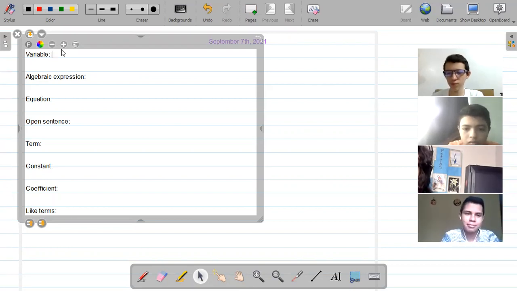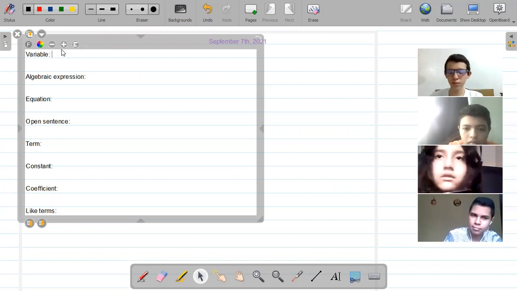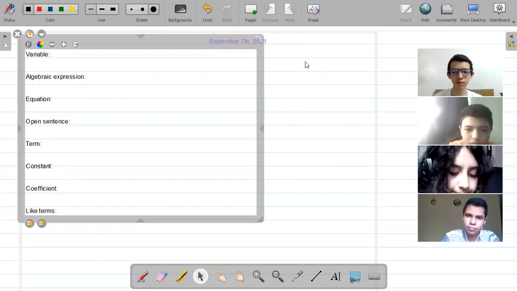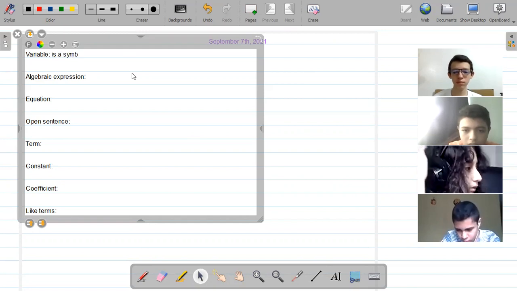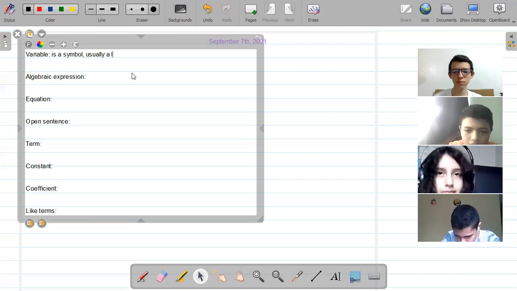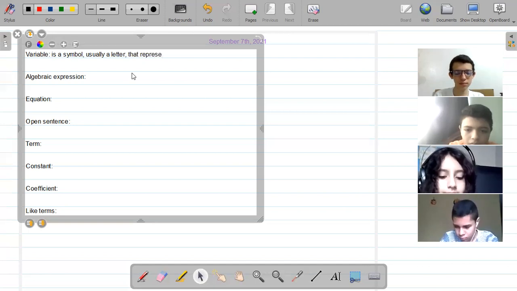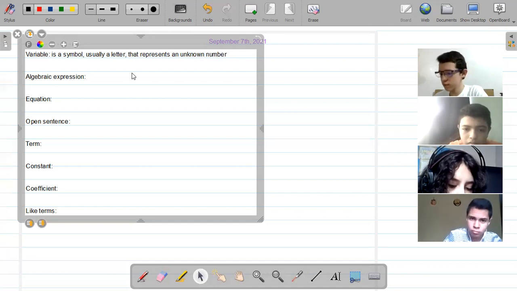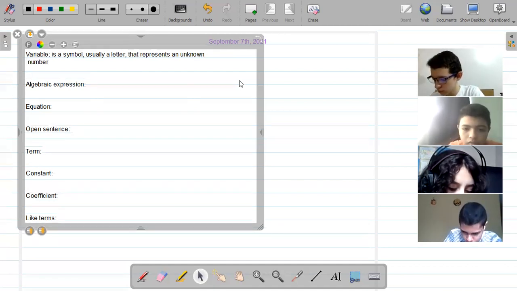It's a letter that stands for a number. Exactly. It is a letter. It's usually a letter, okay? Usually, because sometimes it is not just a letter. Sometimes it's something else, okay? But yes, we're going to say that it is a symbol. A variable is a symbol, usually a letter, that represents a number or an unknown number. Okay, that's the variable. It is a symbol that usually represents an unknown number.